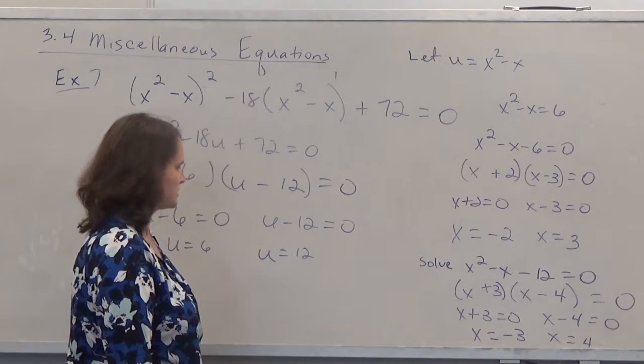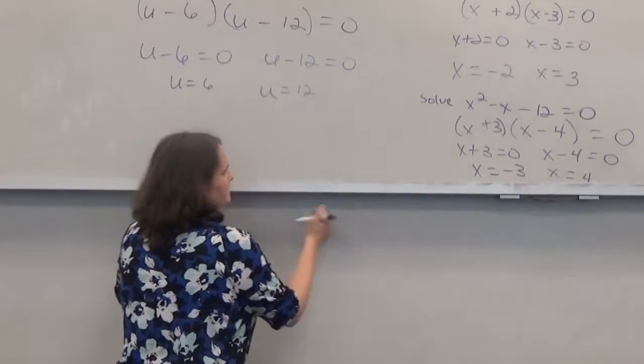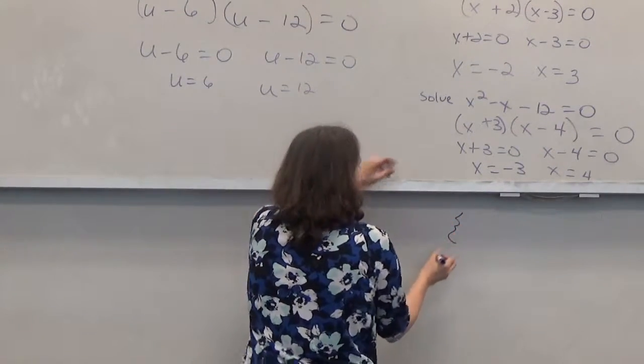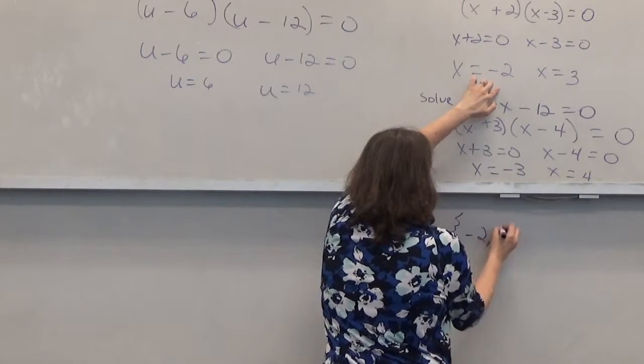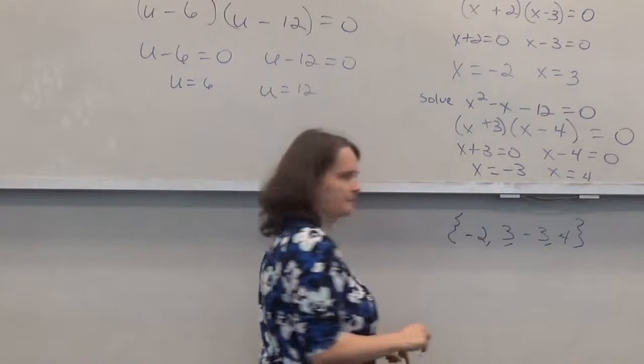If we list our answers as a solution set, we would have negative 2, 3, and negative 3, 4 for answers.